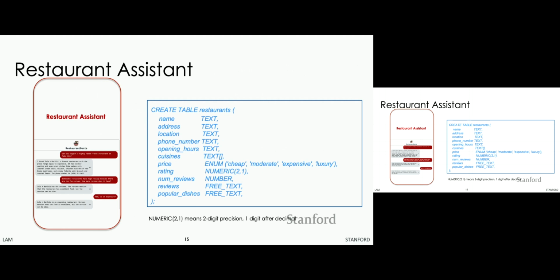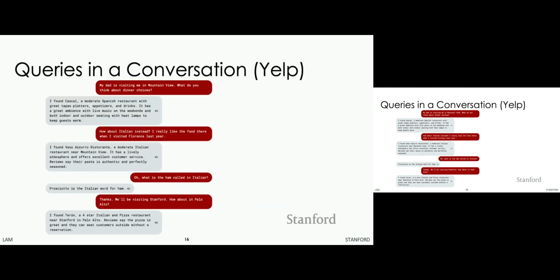So, for example, I just want to show you this in action. Here is a restaurant assistant, and this is, for example, the database. So let's look at this conversation. My dad is visiting me in Mountain View. What do you think about dinner choices? Okay, very casual natural language, and it translates into this: you are selecting from a restaurant where location equals Mountain View. Very straightforward, and you get the answer that we show here.